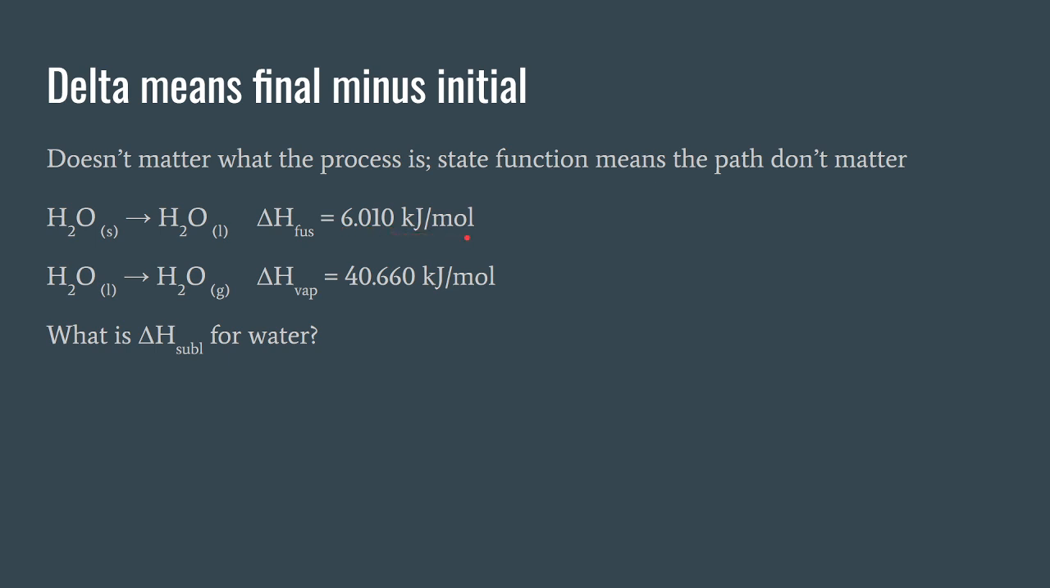That is to say, it takes about 6 kilojoules of energy to melt 1 mole of water at 0 degrees Celsius. Boiling water, likewise, going from liquid to gas, has an enthalpy of vaporization of 40.660 kilojoules per mole. It takes a little more than 40 kilojoules of energy to boil 1 mole of water at 100 degrees Celsius.